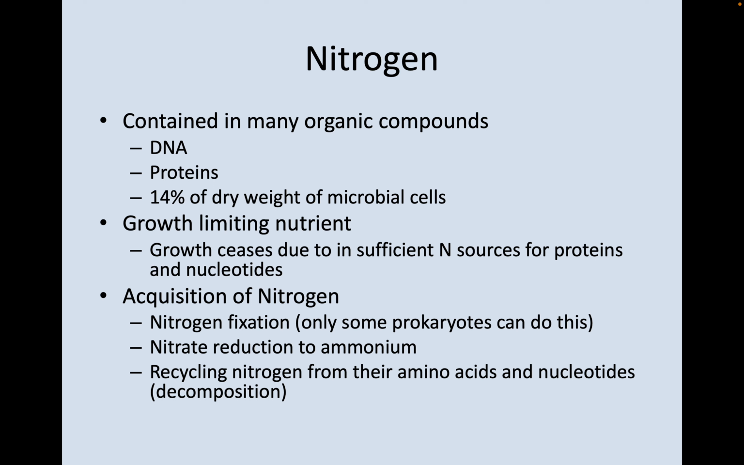Nitrogen can be acquired by nitrogen fixation. Only some prokaryotes can do this, where they take atmospheric nitrogen and fix it into ammonia or nitrates and nitrites that can be used. Nitrate reduction into ammonium is important here, as is recycling nitrogen from the amino acids and nucleotides of previously living organisms, or decomposition. We need to make use of nitrogen that's already been fixed but is no longer being used.